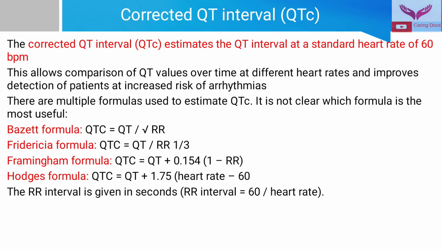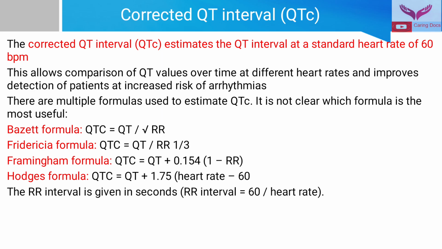The corrected QT interval estimates the QT interval at a standard heart rate of 60 beats per minute. This allows the comparison of QT values over time at different heart rates and improves the detection of patients at increased risk of arrhythmias. There are multiple formulas used to estimate the corrected QTc, and it is not clear which formula is most useful.